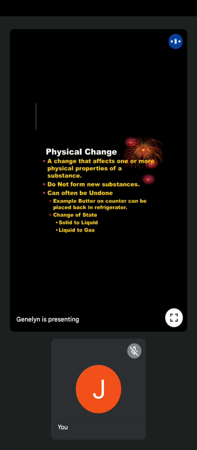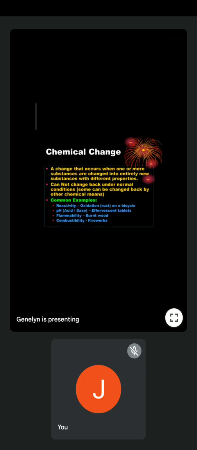Physical change. A change that affects one or more physical properties of a substance. Does not form new substances. Can often be undone. Example, butter on the counter can be placed back in the refrigerator. Change of state. Solid to liquid, liquid to gas.